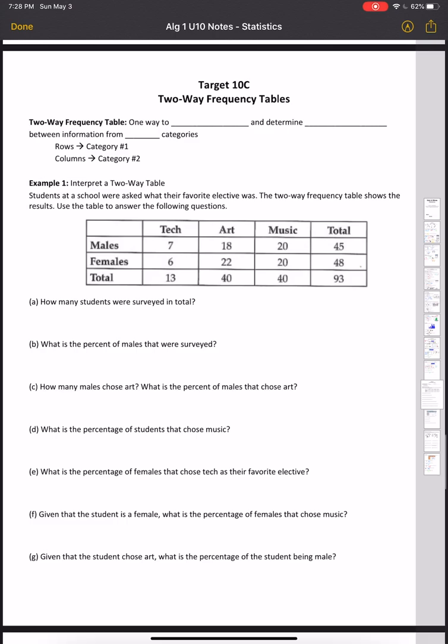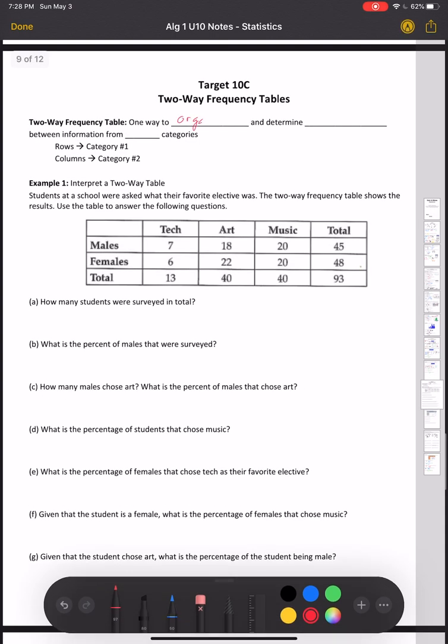And those are one way to organize and determine relationships between information from two categories. The rows are going to represent one category and the columns are going to represent another.